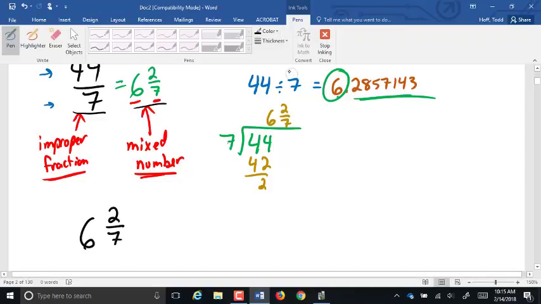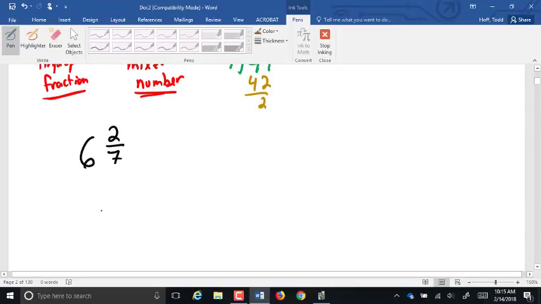Up here we took those pieces and combined them to make whole objects. Down here we've got to do the opposite. We've got to take the whole object and break it back into pieces. So how do we know how many pieces each of these 6 whole objects has in it? The denominator tells us. In this case, each whole object is 7 pieces.